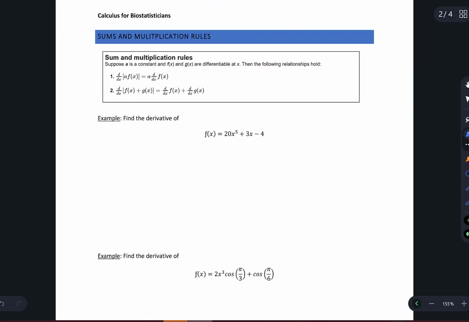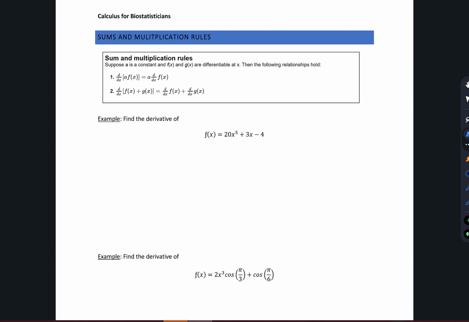All right. So our second rule that is very useful deals with taking sums and multiplication. The first rule says if you're going to take a derivative and you have a constant times a function, that's equal to the constant times the derivative of the function. And the second one says if you're taking the derivative of a function that is the sum of two functions, that is equal to the sum of the derivatives of the two functions. We can use each of these rules and the power rule to help us take derivatives. Let's look at some examples here.